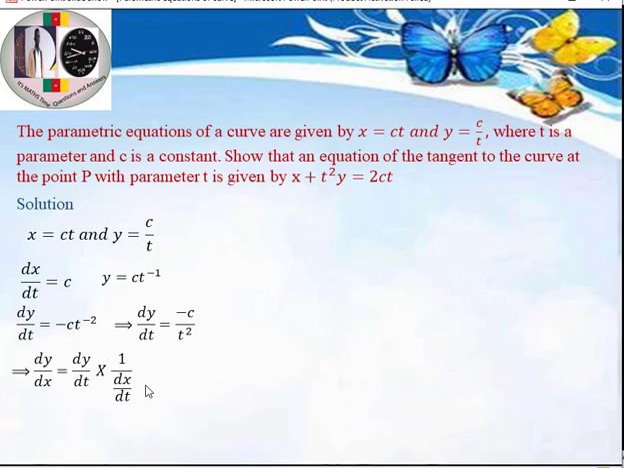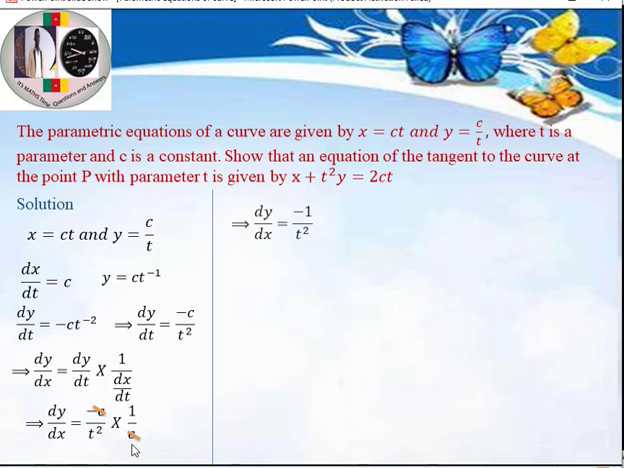So dy/dx would therefore be equal to dy/dt, which is minus c over t squared, times 1 over dx/dt, and dx/dt is c, so 1 over it is 1 over c. So dy/dx will be equal to minus c over t squared times 1 over c. So this c can take care of that other c there. So we are going to have dy/dx equals minus 1 over t squared.